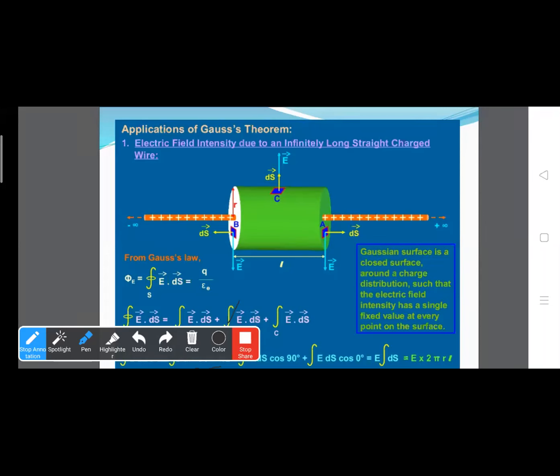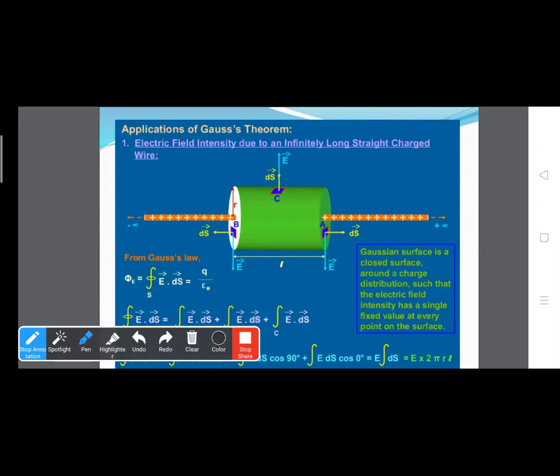For this, consider an infinitely long straight wire with uniform linear charge density. You have already learned about it. Uniform charge density Q upon L, unit coulomb per meter. Let C be a point at a distance R from this charge line, at which the electric field is to be determined. For this, consider a cylindrical Gaussian surface as shown in the figure.